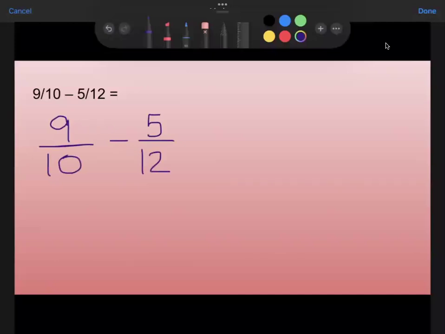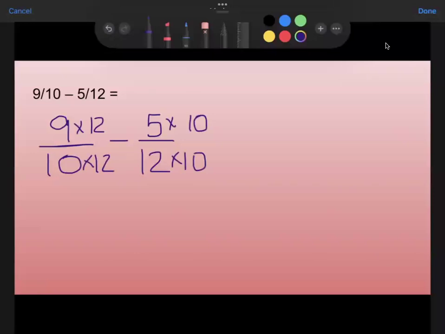So I'm going to look at the smaller one to see if I can multiply it to get the larger one. 10 times something to get 12, which I cannot do. That won't work. So my next option is to multiply them by each other. So I'm going to multiply the 10 times the 12 and the 12 times the 10. That way I will get the same number on the bottom. Whatever I did to the bottom of each fraction, I have to do to the top of each fraction. So this needs to be times 12, and this is going to be times 10. That way I keep these fractions equivalent.